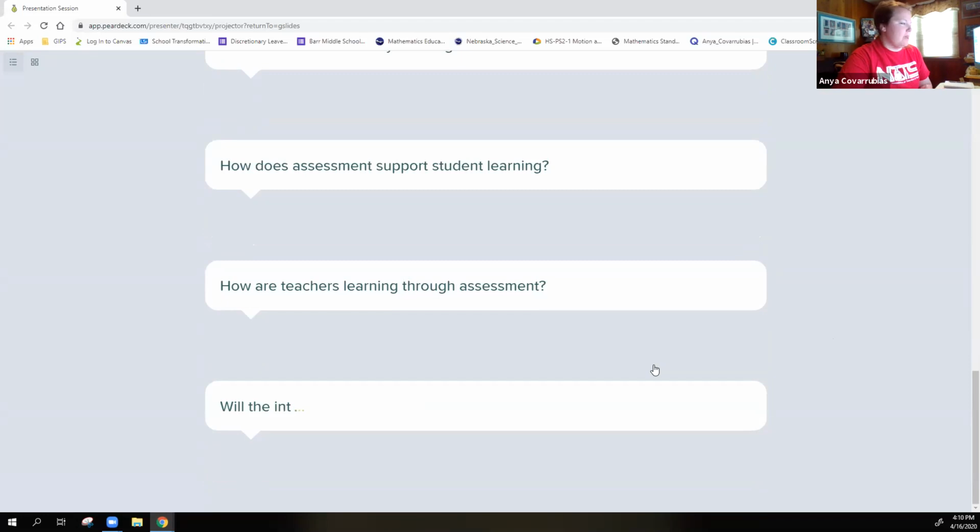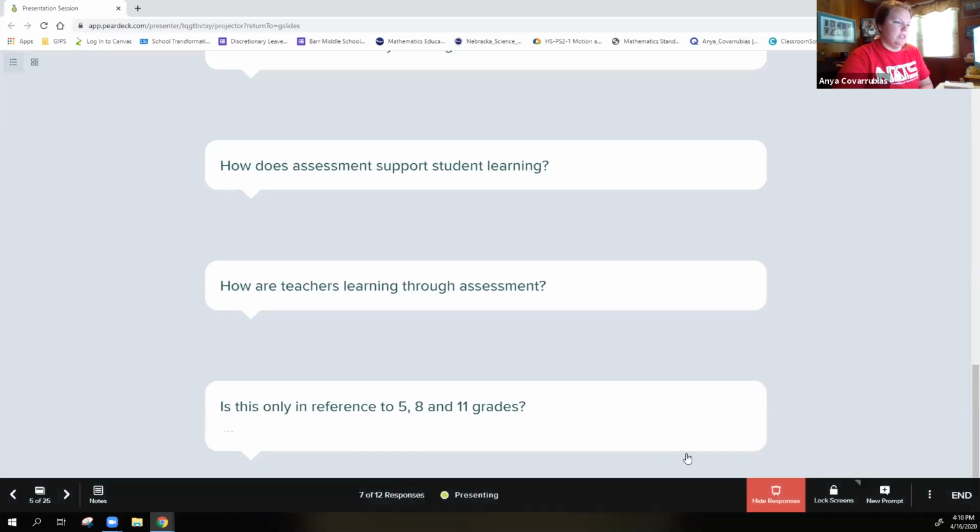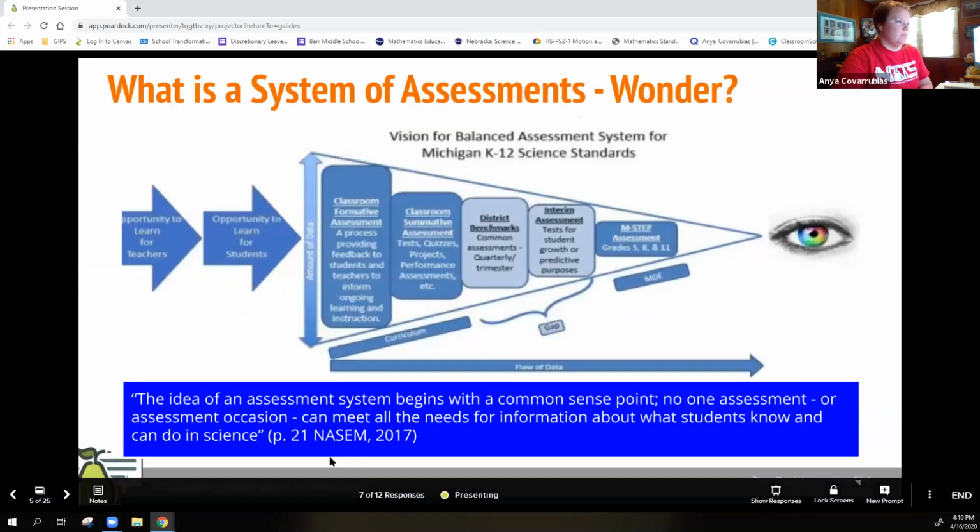So this picture might be brand new for some people. It might be something that some of you are familiar with, but we're going to take you through another activity to really help you understand what this system of assessments means, and we'll dig a little deeper. Thanks for all of those responses.